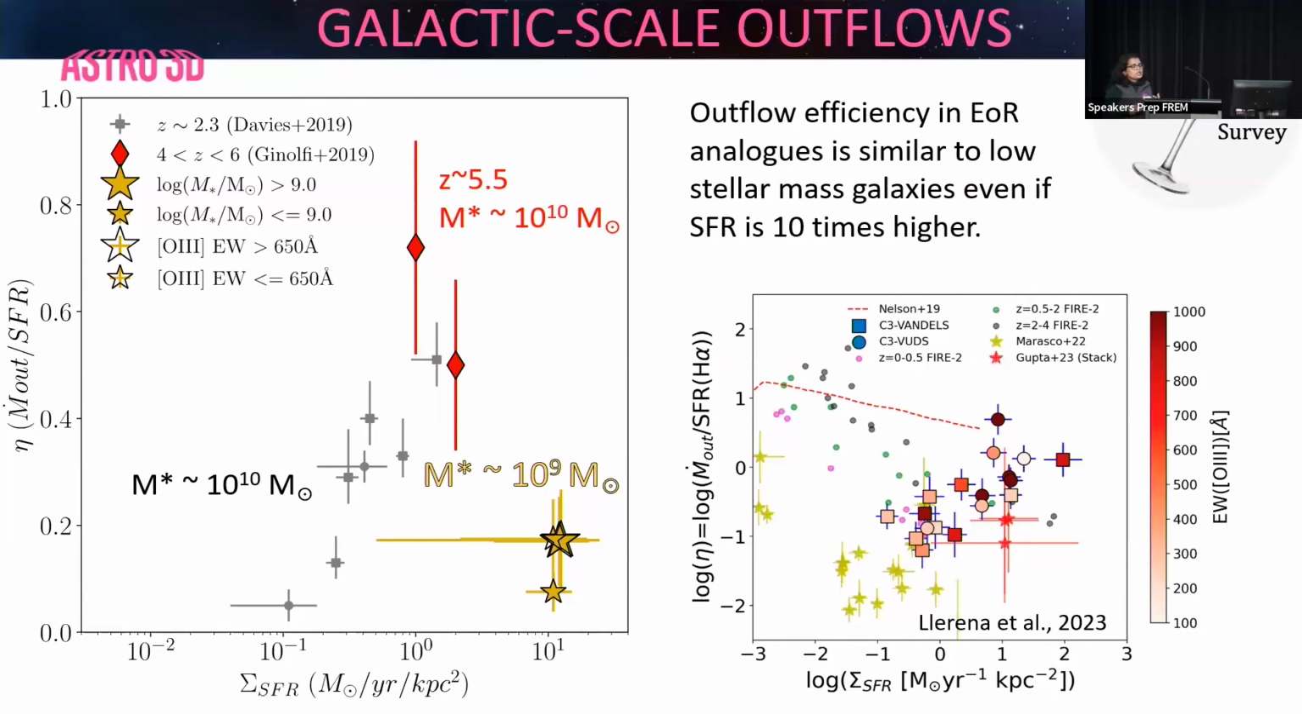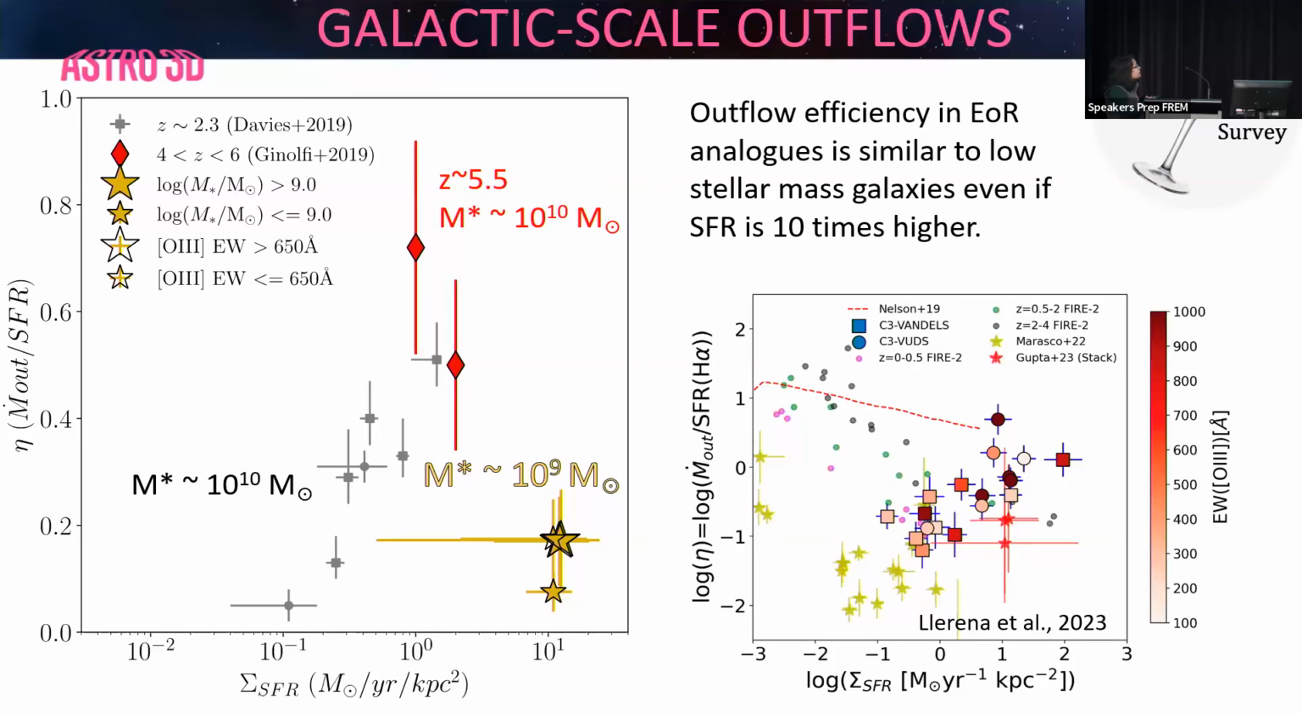Typically, as you move to high star formation rate surface density, the mass loading factor is higher because the galaxy has the energy to push out more gas. But for our galaxies, our mass loading factors are similar to what we get in low stellar mass galaxies. Their star formation rates are 10 times higher than a typical star formation rate of a low stellar mass galaxy at similar redshift. But our mass loading factors are not high, as we had guessed.